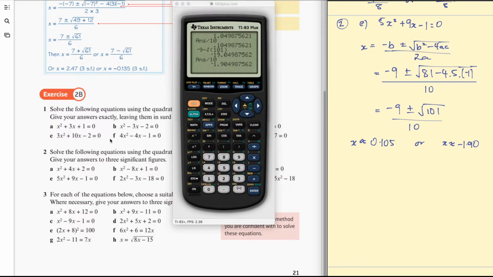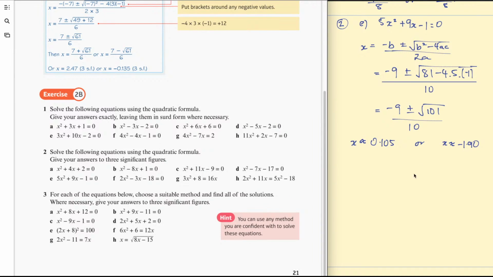Yes, we have to calculate these ones because it's saying give your answer to 3 significant figures. Yeah, it's kind of annoying, but it's fine. Okay, just one more of these. So f, 2x squared take 3x take 18 equals 0.